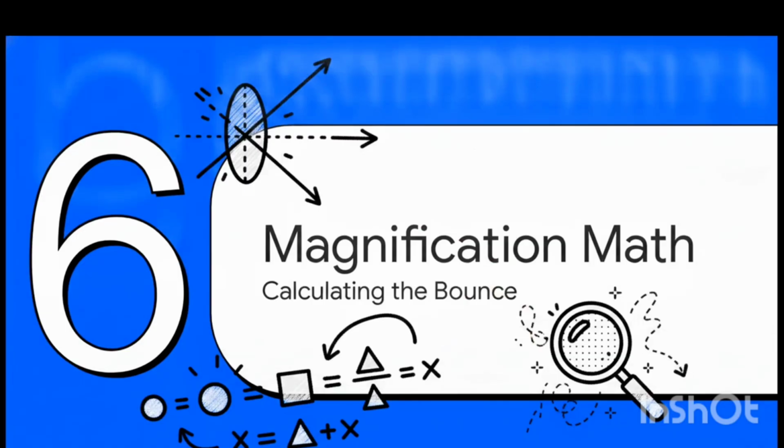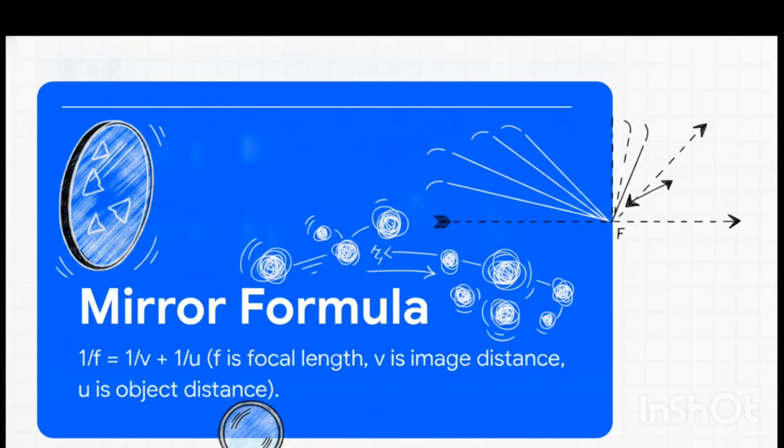Finally, let's dive into Section 6, the math of magnification, calculating the bounce. Okay, so everything we've talked about today is ultimately governed by the mirror formula. 1/f = 1/v + 1/u. It might look abstract at a glance, but this single elegant little formula mathematically links the focal length f with the exact calculated positions of your original object u and the resulting image v. It ties the whole shebang together.